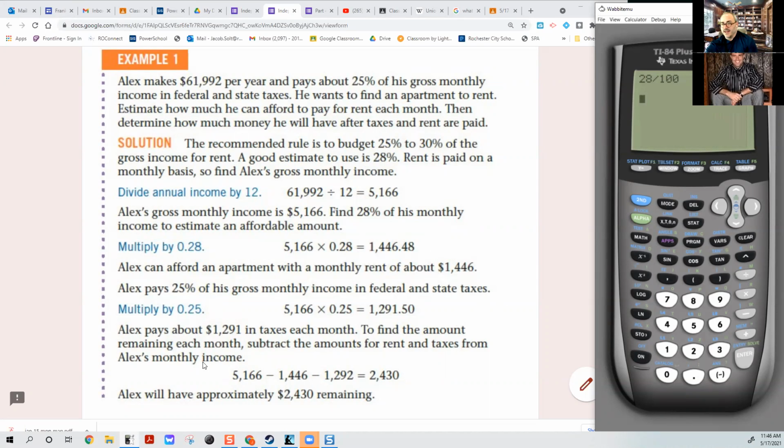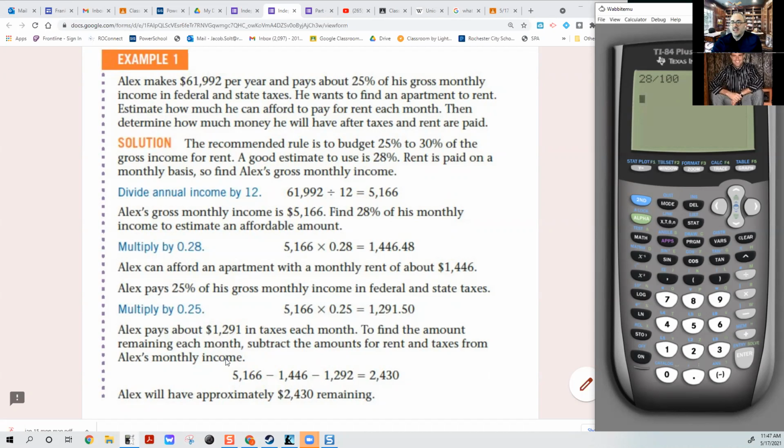Alex can afford an apartment with a monthly rent of about $1,446. Alex also pays 25% of his gross monthly income in federal and state taxes. That's 5,166 times 0.25, where the 25% gets converted into a decimal out of 1. Multiply 5,166 by 0.25, and you get $1,291.50. That means Alex pays about $1,291 in taxes each month. That's money he doesn't get to take home and spend. It comes right out of his paycheck.